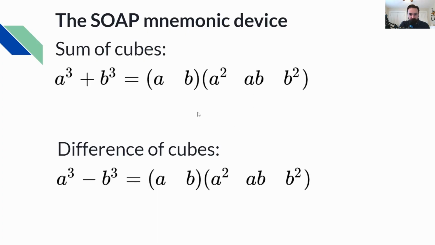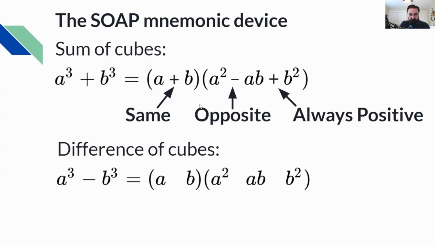Here's what SOAP means. We arrange the variables the same way for both formulas. Look at how these are identical. They're arranged the same way. But we don't know what goes in these slots for plus and minus signs. That's hard to remember, so SOAP will help us with that. SOAP stands for same, opposite, and always positive.